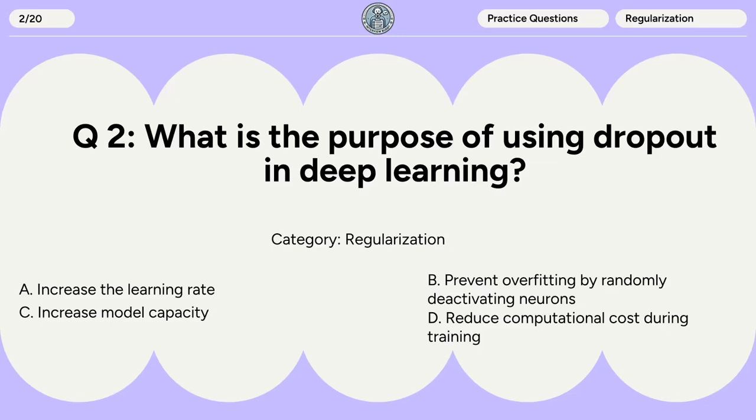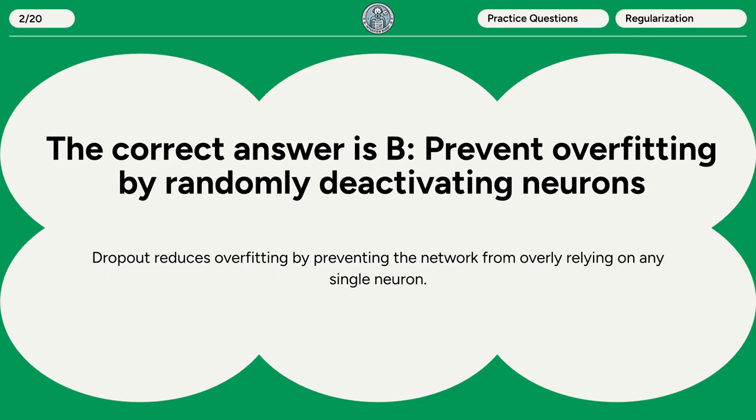Question 2. What is the purpose of using dropout in deep learning? A. Increase the learning rate. B. Prevent overfitting by randomly deactivating neurons. C. Increase model capacity. D. Reduce computational cost during training. The correct answer is B. Prevent overfitting by randomly deactivating neurons. Dropout reduces overfitting by preventing the network from overly relying on any single neuron.